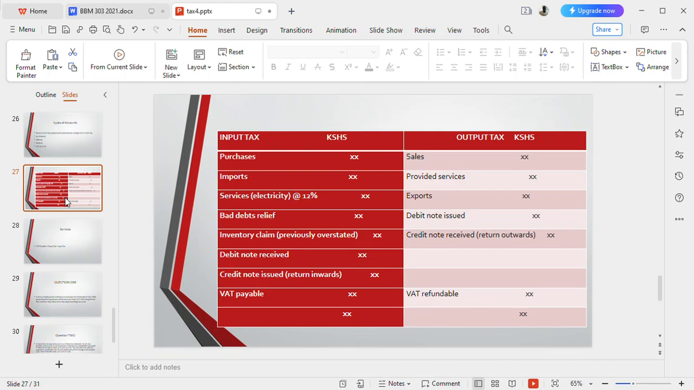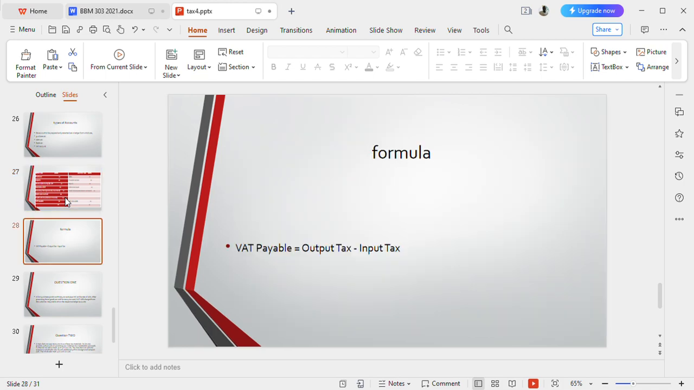So having looked at all the requirements which actually facilitate the preparation and presentation of VAT, now this becomes our account. So we have said the VAT account, this is how it has to be presented. The formula, you can use the formula to actually compute the VAT payable.